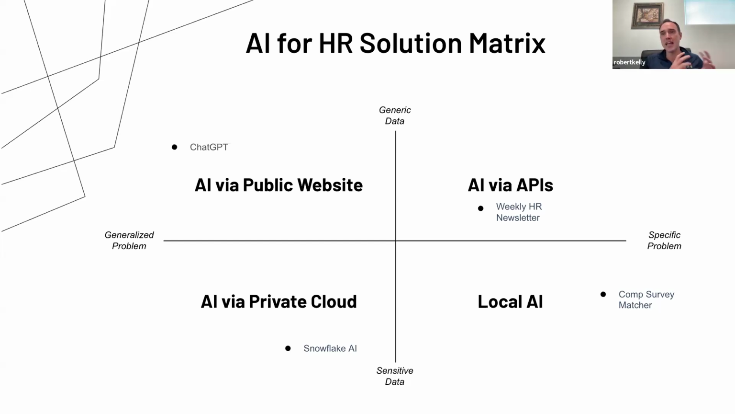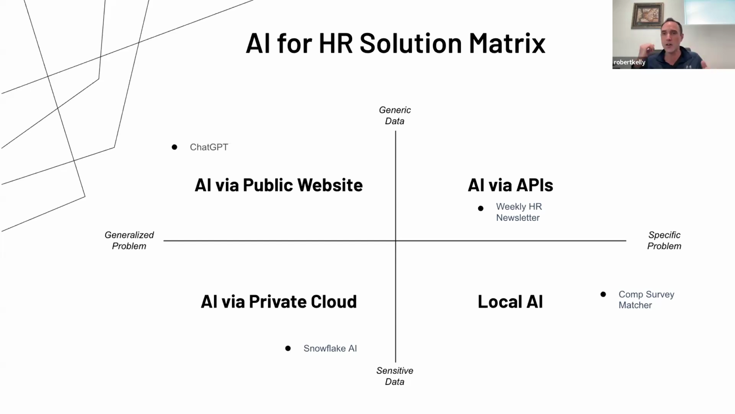Down below that is AI via private cloud. So this is, again, probably going to solve more generalized problems, so they'll have a lot of users doing a lot of different things with these AI tools. But because it's in the confines of a private cloud, so we have a gate around the model, now we might have unlocked the ability to send sensitive data. A good example of this would be Snowflake AI.